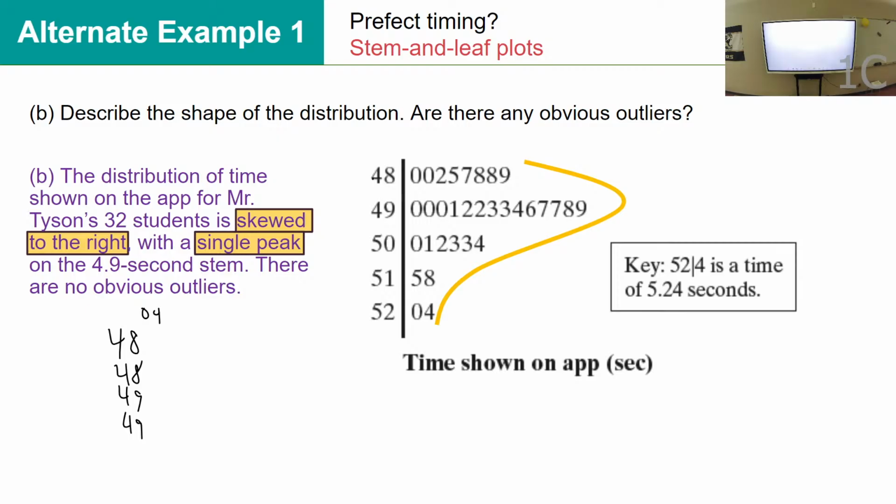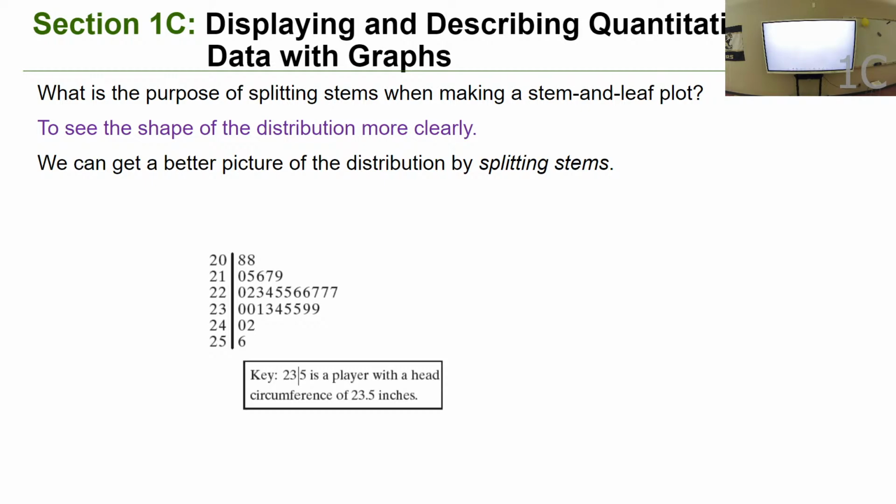The first half and the second half of 4/8, and then the first half and the second half of 4/9. So 0 through 4: 0, 1, 2, 3, 4. That's 5 digits. And then 5, 6, 7, 8, 9. There's 5 digits. So that's what a split stem looks like.